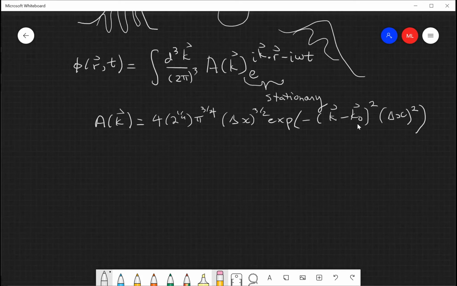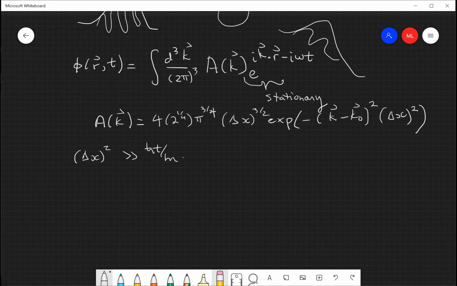And so the idea is that if your wave packet is not very wide in momentum space, which would mean that the following condition is satisfied, that the uncertainty in position is much bigger than h bar t over m, then you can use the stationary phase approximation to evaluate this integral for the wave function.